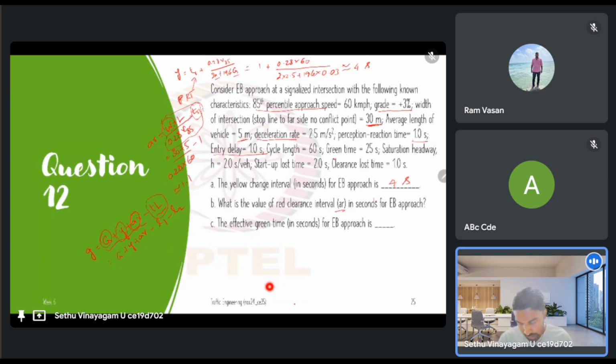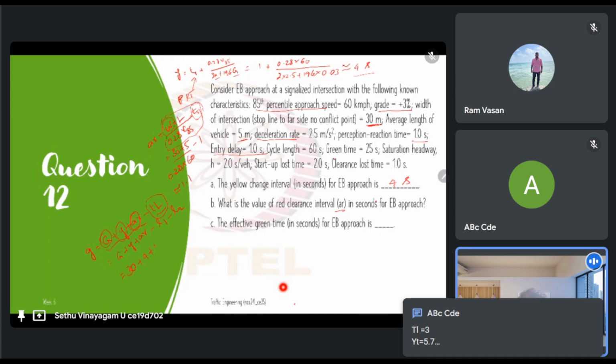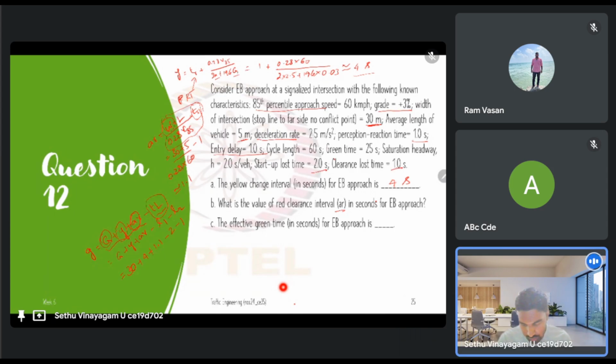Here in this problem we have green time as 30 seconds. The change interval we calculated as 4 seconds. All red we calculated as 1.1, minus the startup loss time of 2 seconds and the clearance loss time of 1 second, right? So minus 2 minus 1. This will be 27.1 seconds, and that is your effective green time. Next we have D. What is the capacity in vehicles per hour per lane for the eastbound approach?